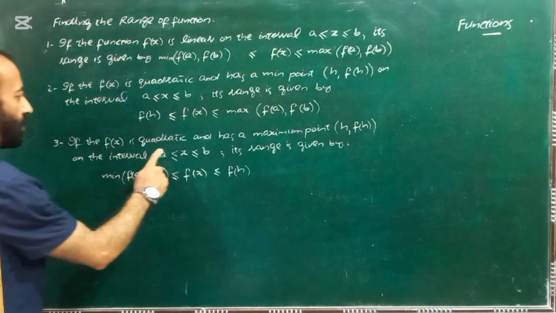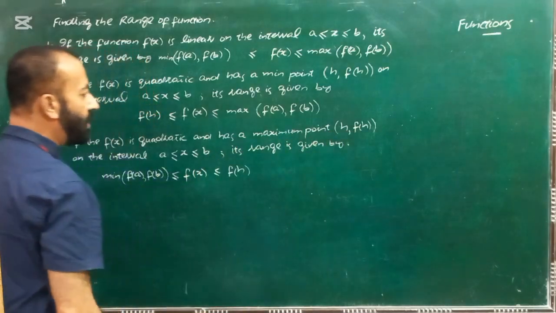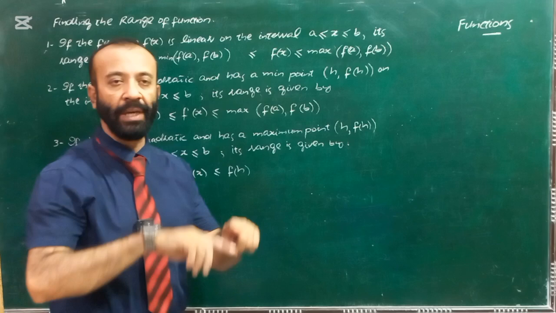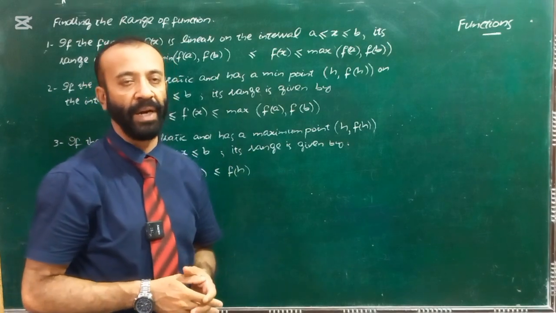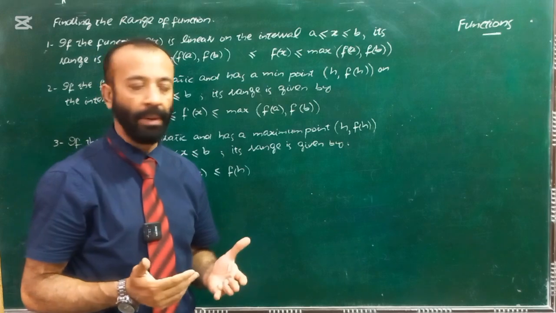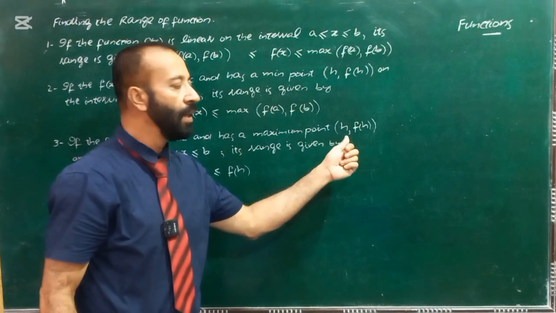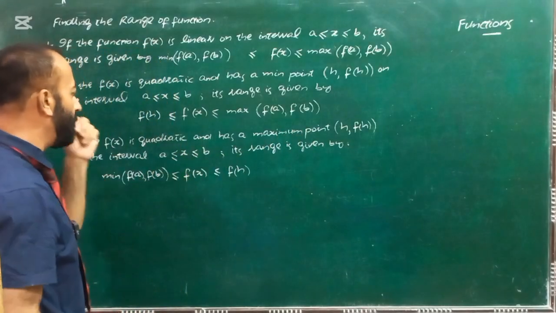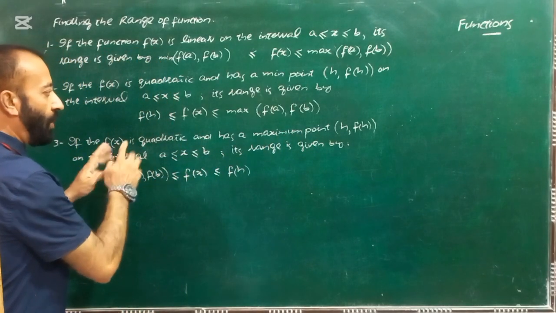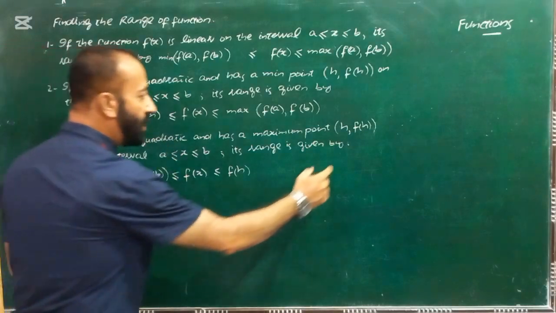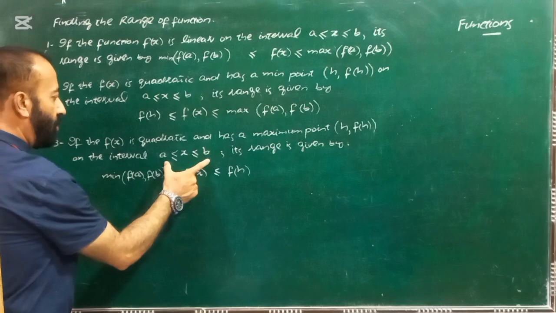If f of x is quadratic and has a maximum point, for example, here is a maximum point. So again, you will solve the quadratic equation and we will find the maximum or minimum point. If the point is maximum, definitely here is a maximum point now. And then two more points will be found. f of a and f of b will be found out. So now you have 3 points.